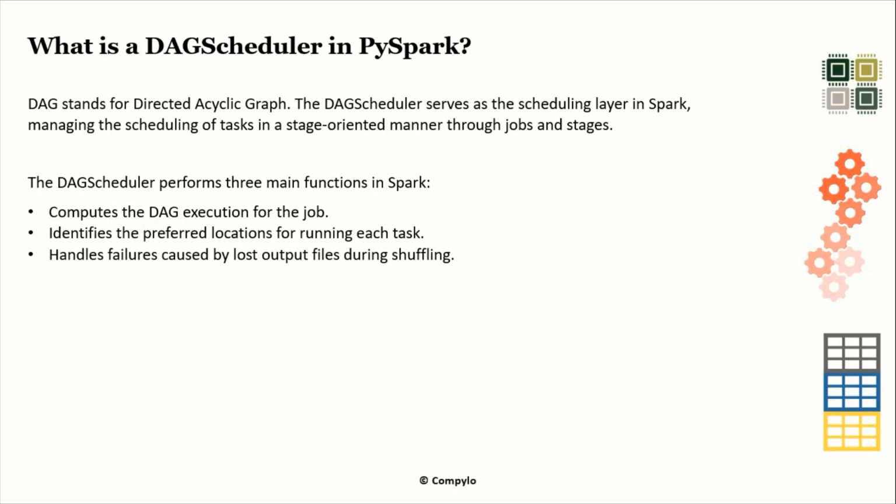The DAG scheduler computes a DAG of stages required for each job, monitors which stage and RDDs are materialized, and creates an optimized schedule for executing the jobs. These stages are subsequently sent to the task scheduler for execution. The DAG scheduler performs three main functions in Spark. It computes the DAG execution for the job, it identifies the preferred location for running each task, and it handles failure caused by lost output files during shuffling.